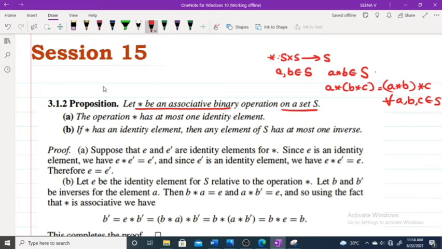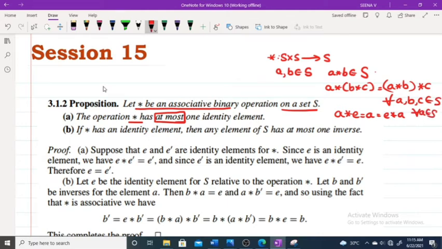The proposition says that the operation star has at most one identity element. If there exists an identity element, then that identity element is unique. That means at most one identity element: there exists only one element e in S with the property a star e equals a equals e star a for every a belonging to S.